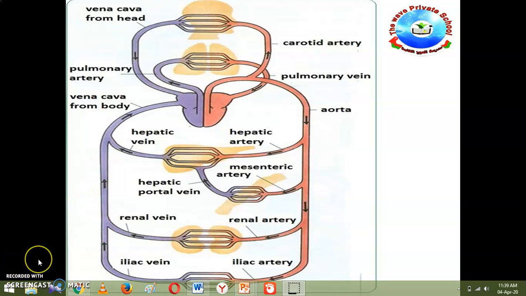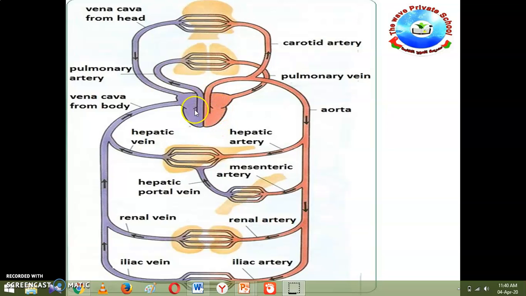So you can think like this. That means all the organs are getting blood by the same artery and the same veins? No. We have given different names to the blood vessels which are carrying the blood to each organ. Okay, so let us see that.